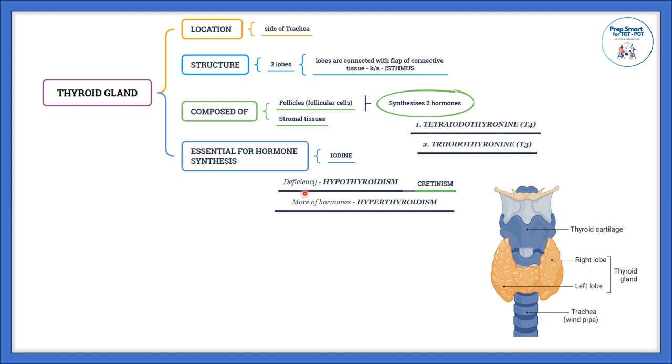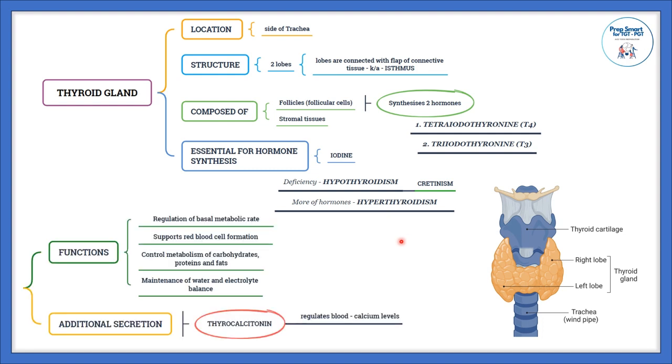Iodine की deficiency से क्या होगा, hypothyroidism होगा, और एक condition जिसे हम cretinism कहते हैं, which is basically stunted growth of the growing baby. क्रिटिनिज्म जो होता है हमारे हाइपोथायरॉइडिज्म के केस पे, और ज़्यादा मोर ऑफ हार्मोन्स प्रेजेंट होने से होगा हमारा हाइपरथायरॉइडिज्म, जो कि बॉडी के फिजियोलॉजी को अफेक्ट करते हैं. Functions of these hormones are regulation of basal metabolic rate, supporting red blood cell formation, that is erythropoiesis, control of metabolism of carbohydrates, proteins and fats, and maintenance of water and electrolyte balance.